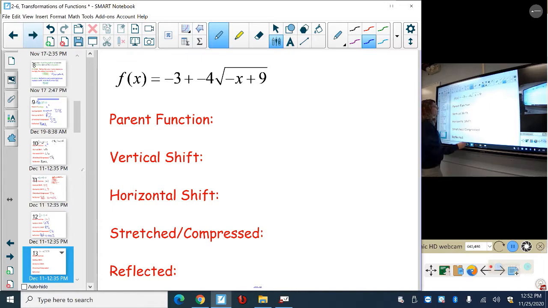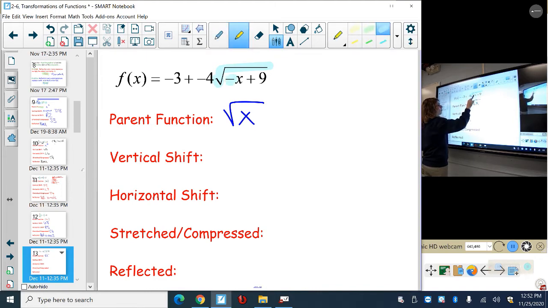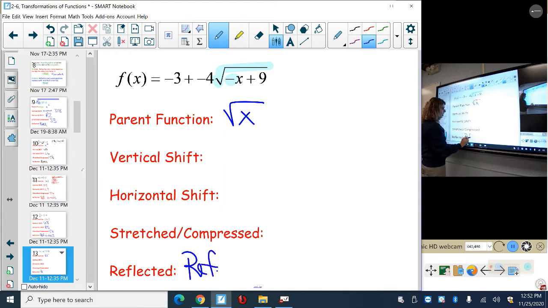Same thing. Parent function this time is right there. Square root of x. It's the one-armed bandit, right? So what's happening to this thing? Now, a couple things are happening here. This is the first one where we have to kind of work from the inside out. That negative means it's reflected, but this time it's reflected over the y-axis. And this +9 means that we're actually going to go to the left 9 units.